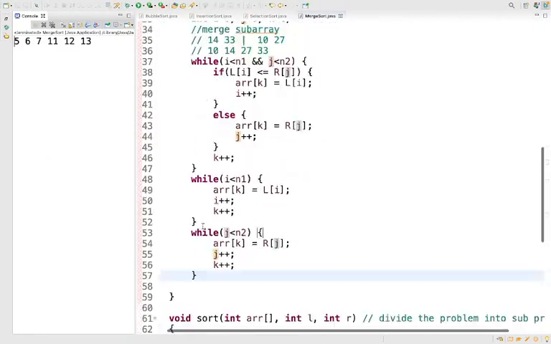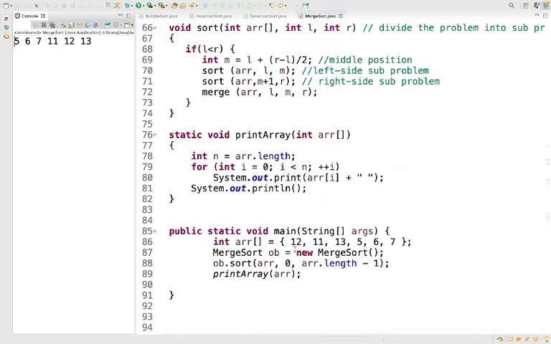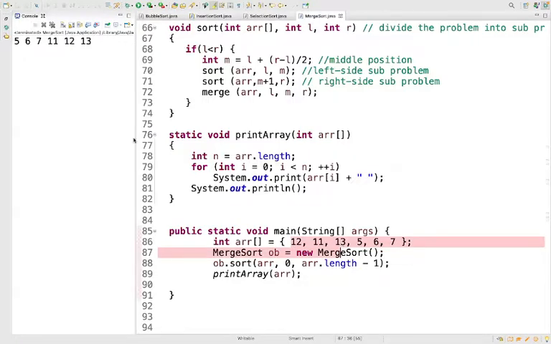Okay, it's working perfectly fine. So for the given input 12, 11, 13, 5, 6, 7, the sorted output is coming: 5, 6, 7, 11, 12, 13.